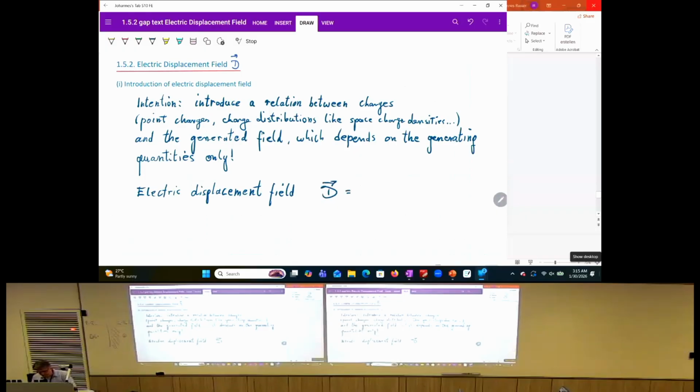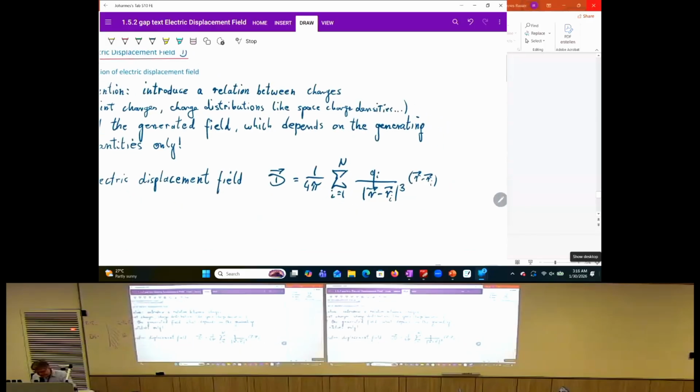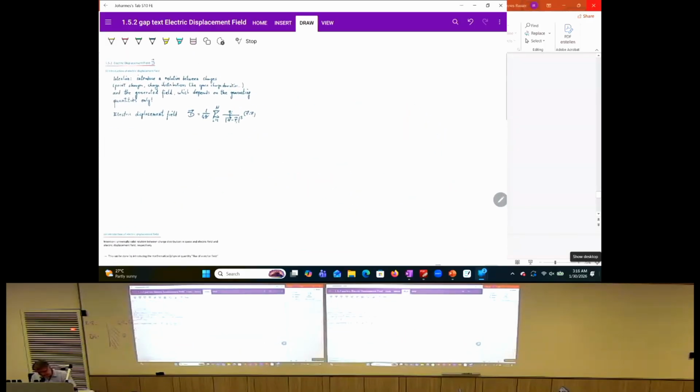The electric displacement field, this is D. Also, of course, I skipped that here now, but it is a function of r. It is 1 over 4 pi, and you get the summation here of i running from 1 to n, and these are the involved charges, the generating quantities, Q sub i, r minus r_i, r minus r_i. Now this is slightly different.